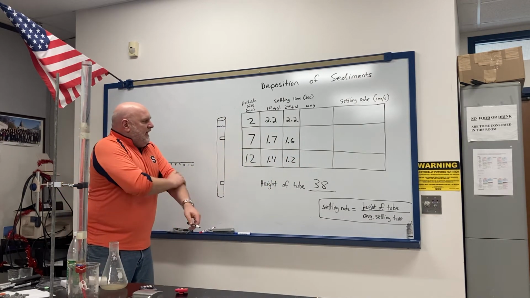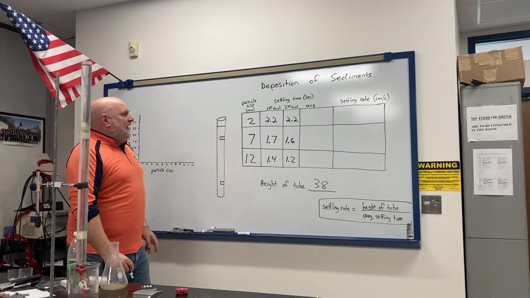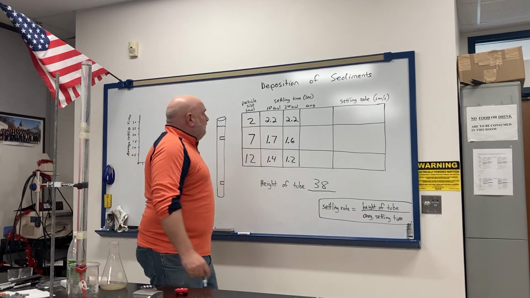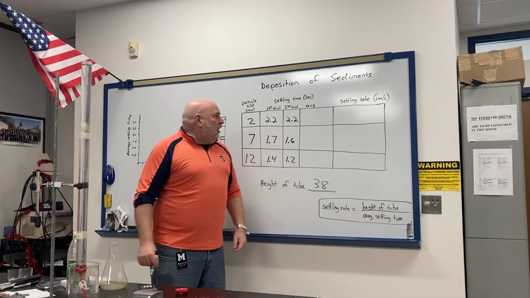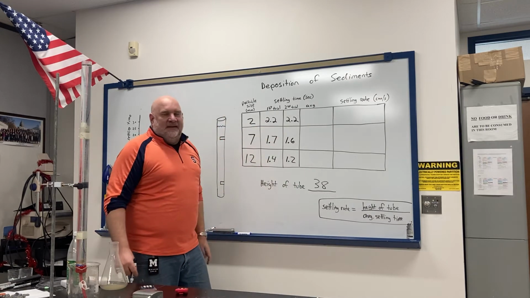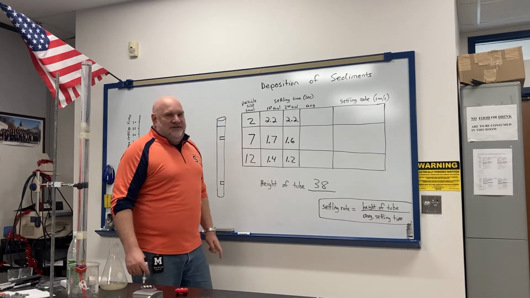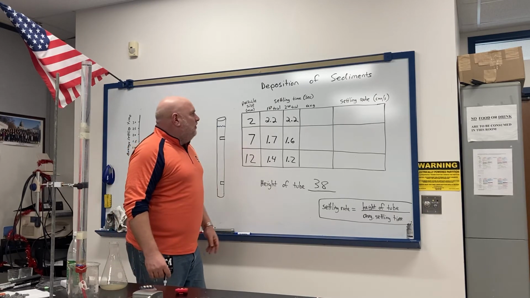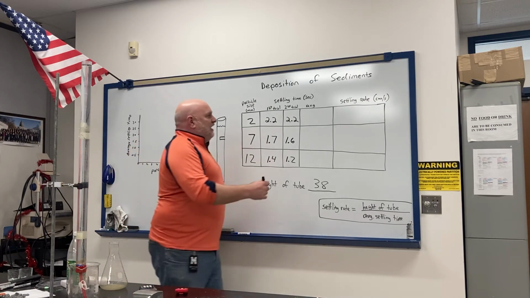So what I want to do next is calculate the average settling time. For my smallest one, they both worked out to be exactly the same. So the average of 2.2 and 2.2 is just going to work out to be 2.2.